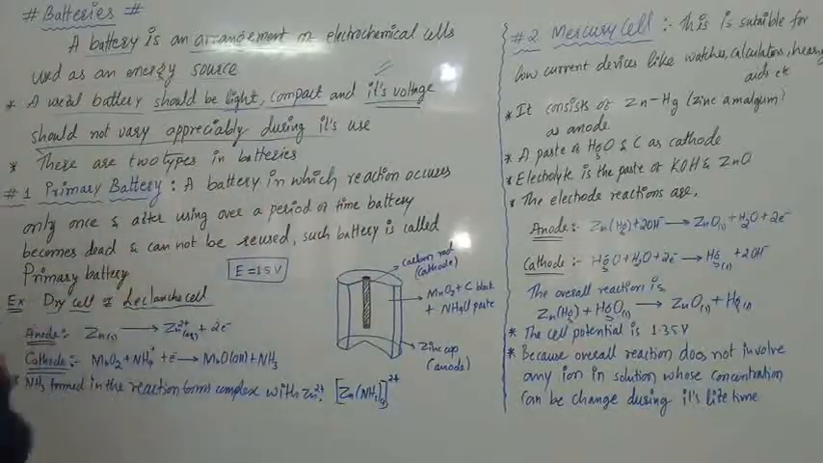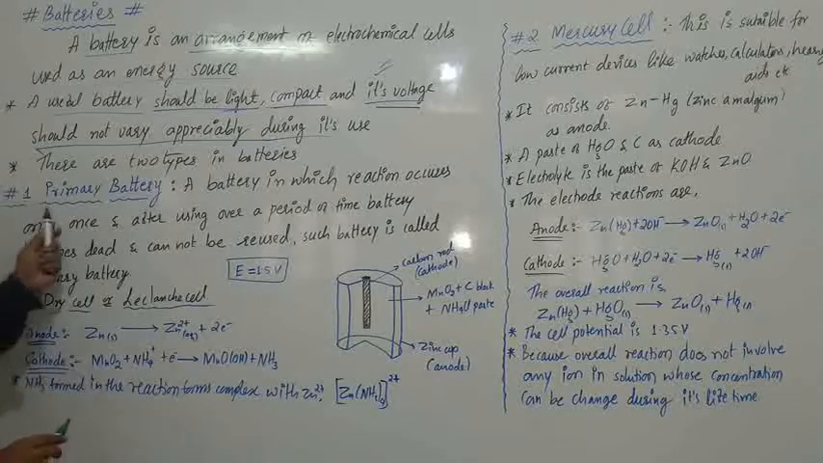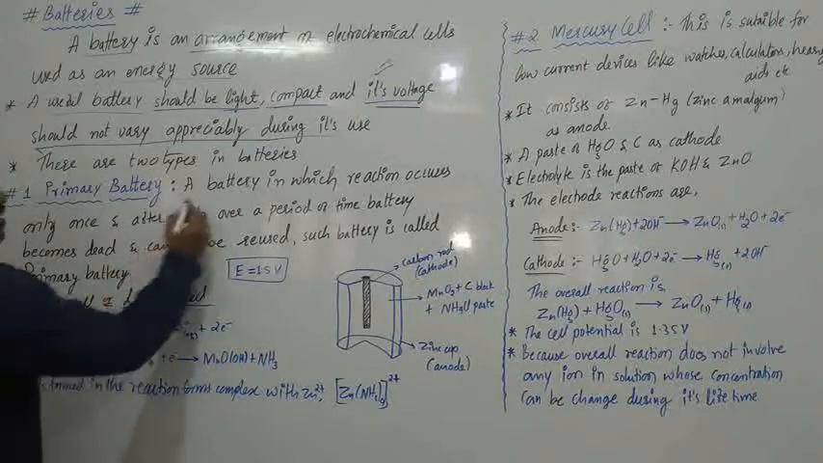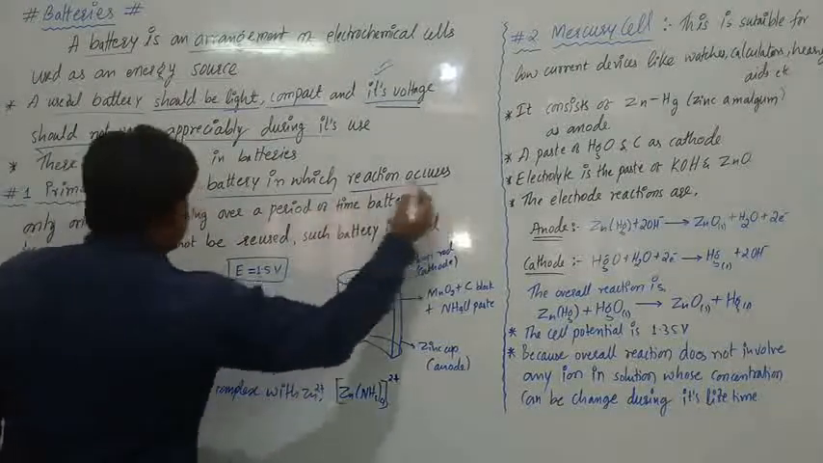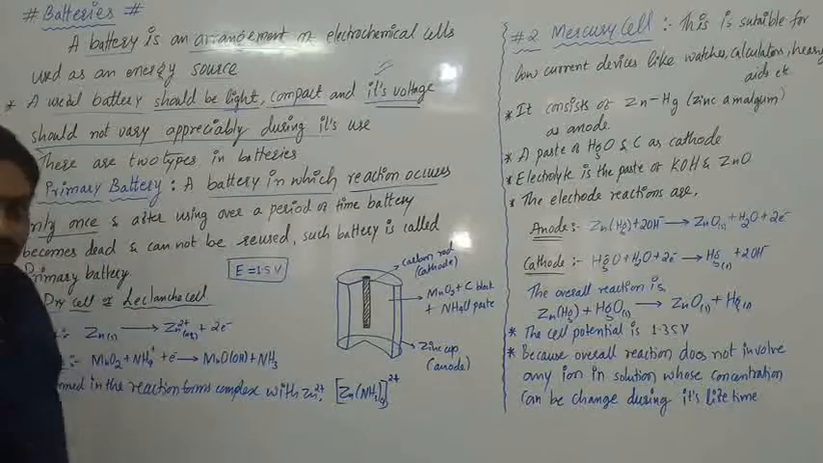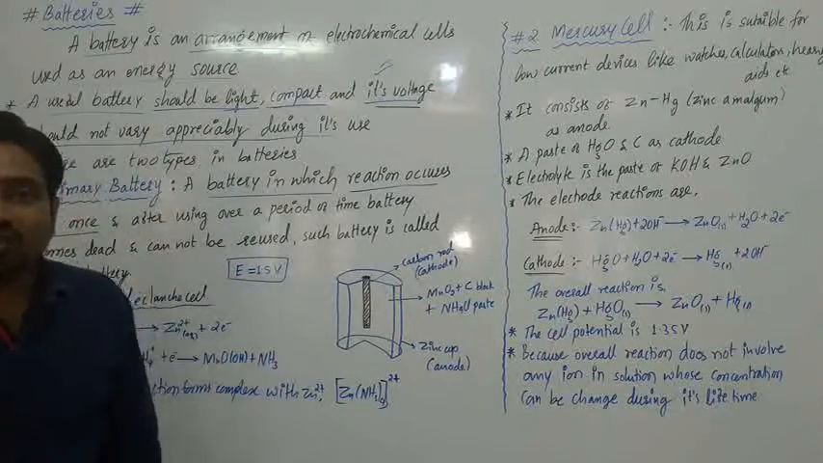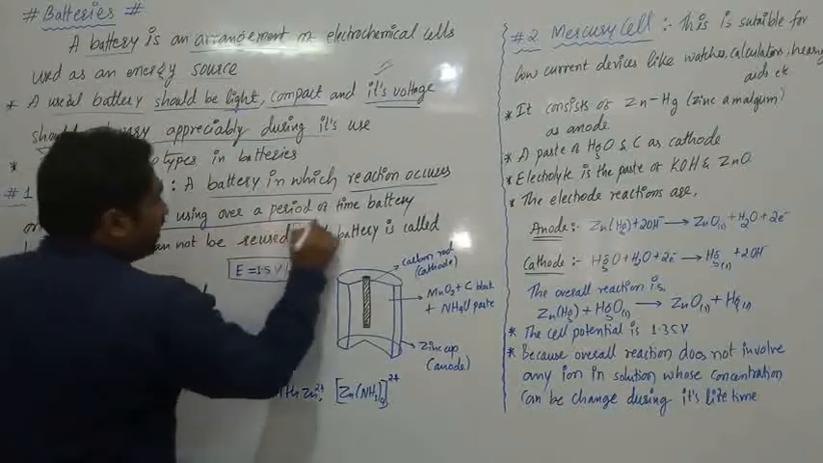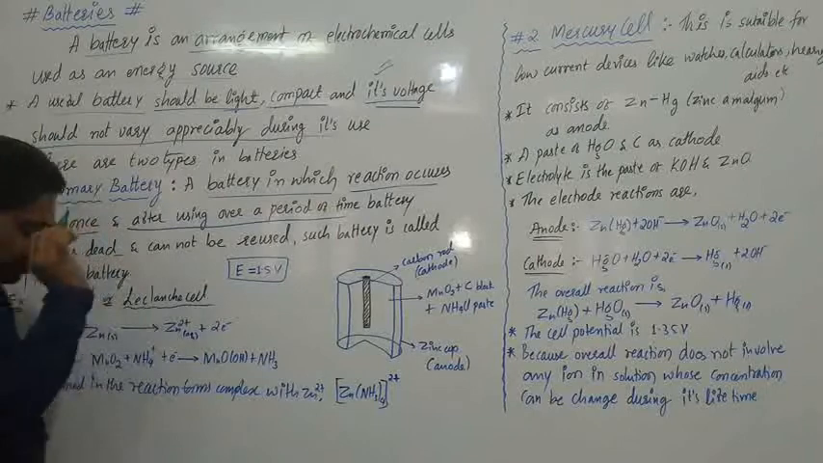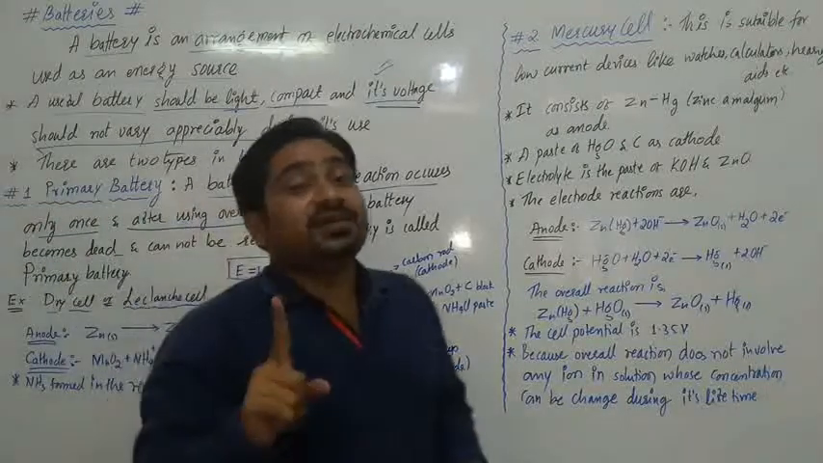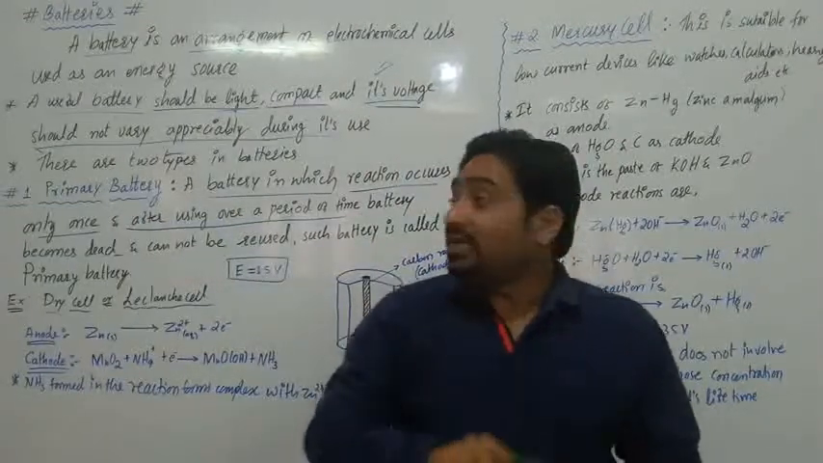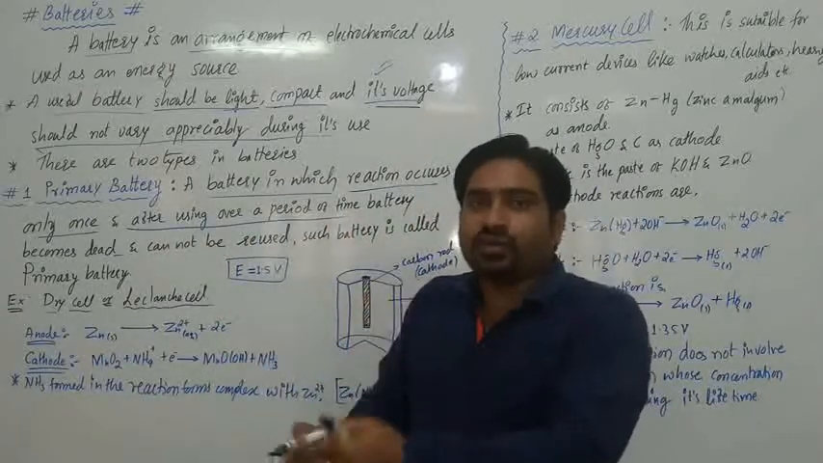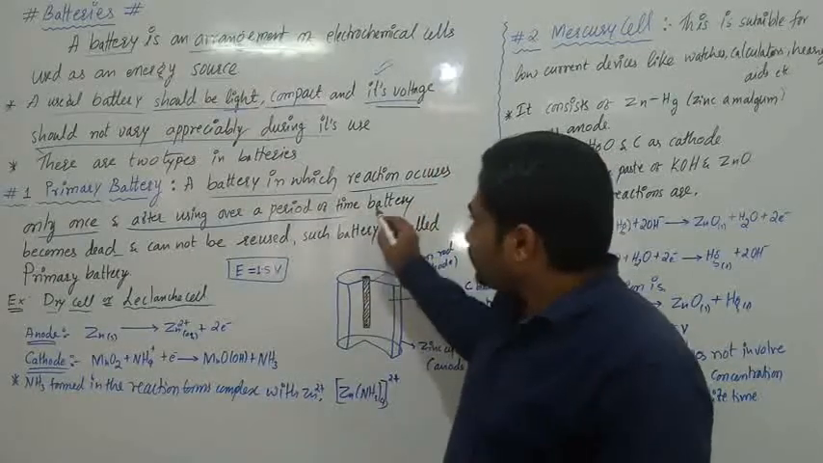The first type of battery is the primary battery. Why is the battery called primary? Let us see that. A battery in which the reaction occurs only once in its lifetime. In a primary battery, the chemical reaction takes place only once, and after using that battery for a limited period of time, the battery becomes dead.